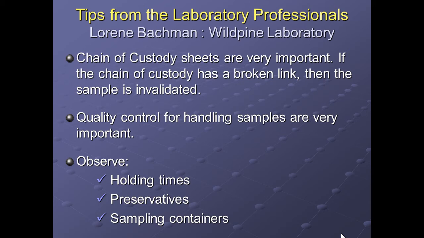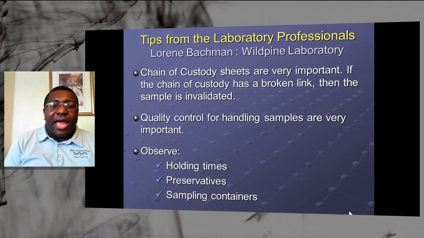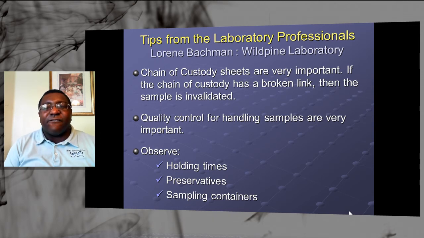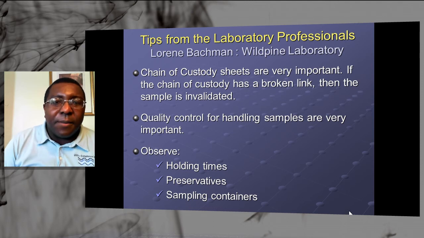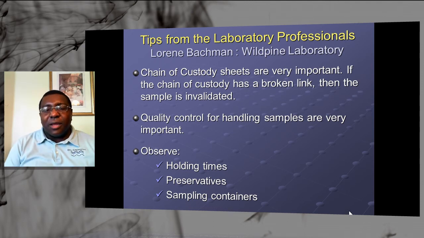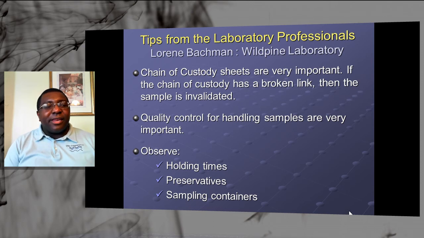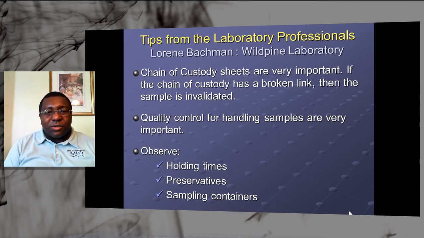And Lorene Bachman, who I worked with at Wildpine Laboratory, says chain of custody sheets are very important. If the chain of custody has a broken link, then the sample is invalidated. Meaning, if there's a period of time where the sample does not have a location, or it was released from one operator to the laboratory, the laboratory person that's going to run the sample could see a lapse from when they get it, and they know it wasn't in the refrigerator, then that could invalidate the sample. What happened to it during that time period?